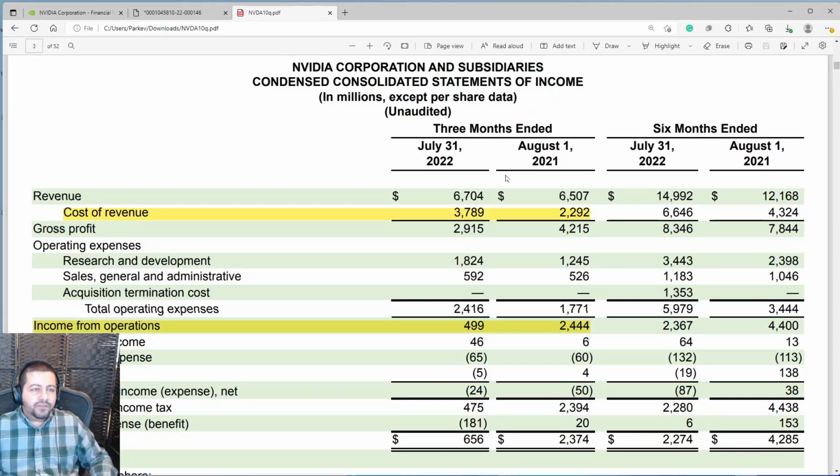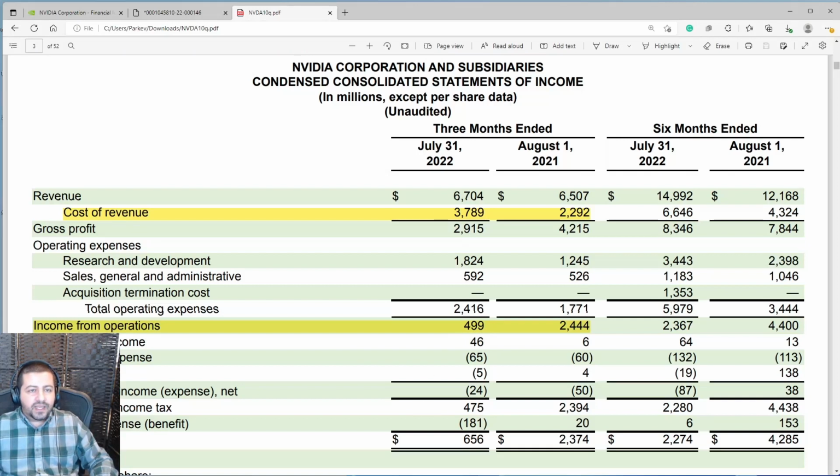Okay, so Nvidia's revenue in its most recent quarter increased to 6.7 billion, up slightly from 6.5 billion in the same quarter the previous year. However, its cost rose significantly. It increased to 3.8 billion from 2.3 billion. So this is something I would want to make note of if I was following this company. Why did these costs increase substantially when revenue did not go up all that much? Okay, so that's a red flag. I'll make a note of this, and we'll see if we get an answer for that a little bit later on in the financial statement.